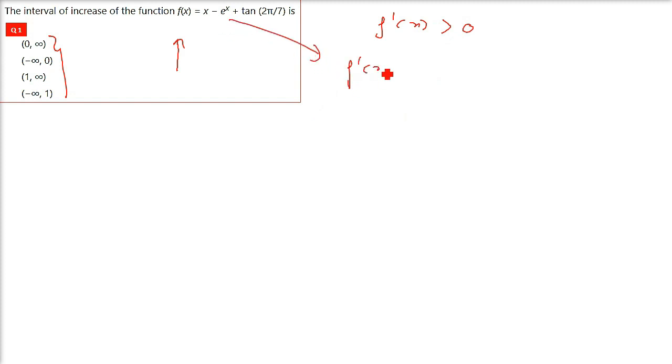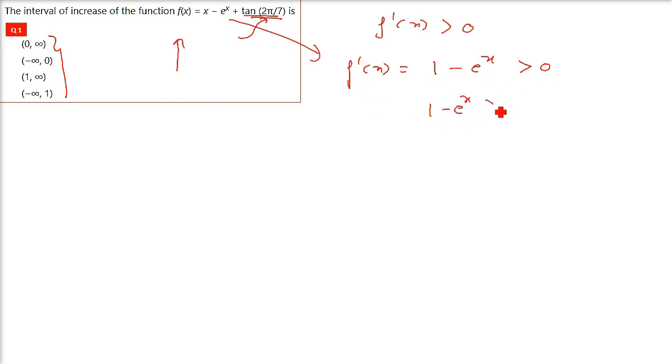And f dash x, which is the differentiation, x is 1, e raised x is e raised x. And this is a constant. This is just to confuse the student, that is tan 2π by 7. That is just a constant. And when we differentiate it, it is going to be 0. So we have f dash x equals 1 minus e raised x greater than 0.